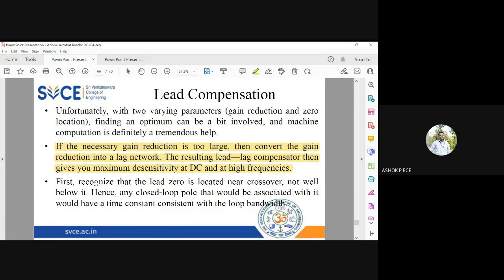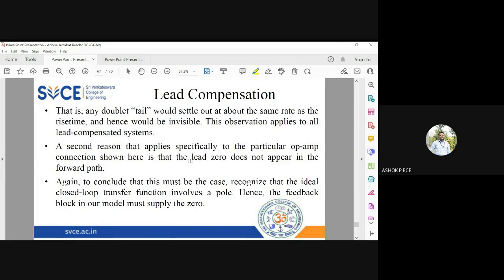So if lead compensation is going to work, you go for that. Or if it is not working, you use gain reduction also. If by combining both you are still facing an issue, then convert the gain reduction into a lag network. So you are going to have lead-lag compensation. You will have both the lag network and the lead network, which is going to do the necessary work for you.